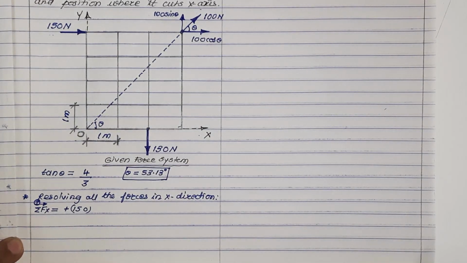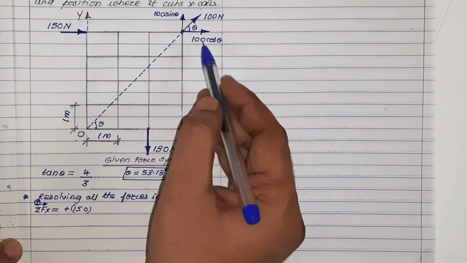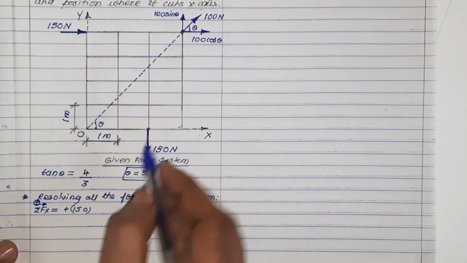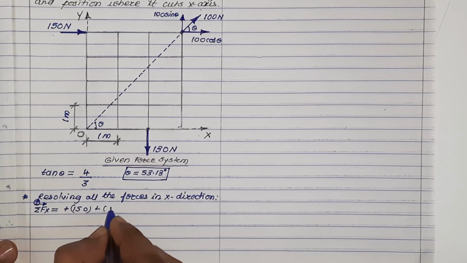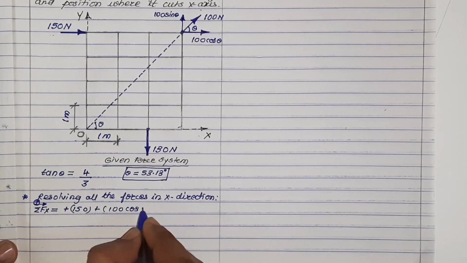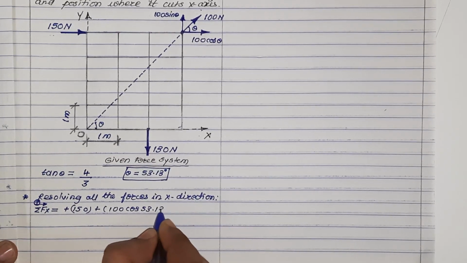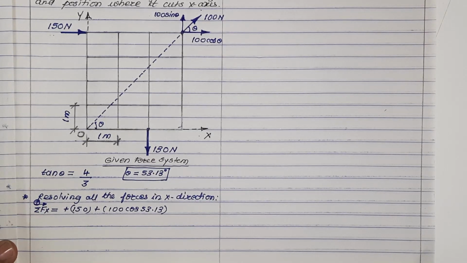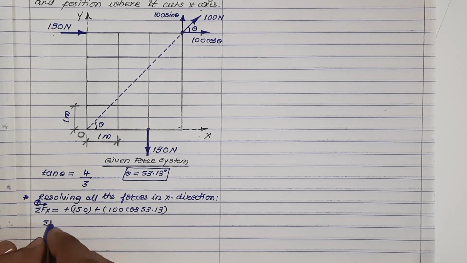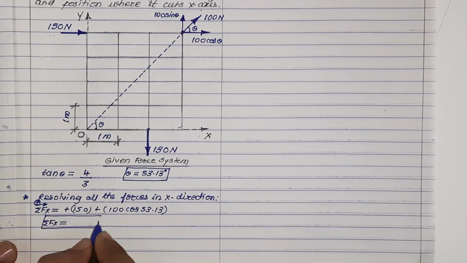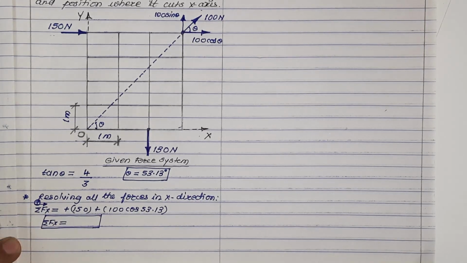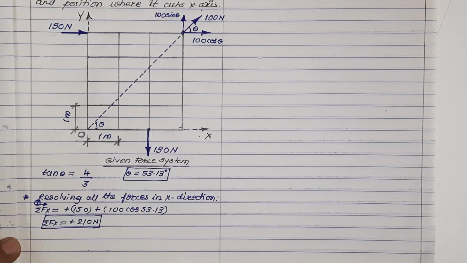Hence, in summation Fx its x component will be reflected, which is rightward. So here we will write positive 100 cos 53.13. Solving this, we will get the net unbalanced force in the x direction. It comes out to be positive 210 Newton. That means the unbalanced force in the x direction is rightward.